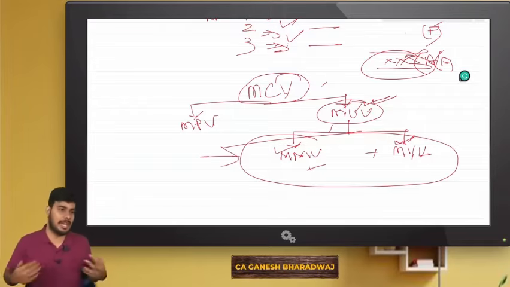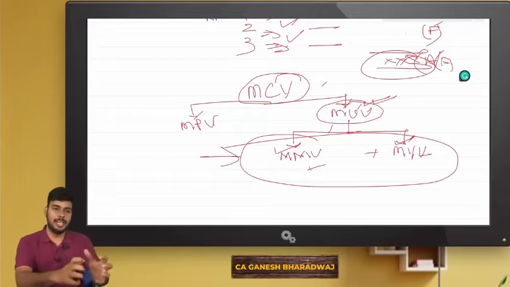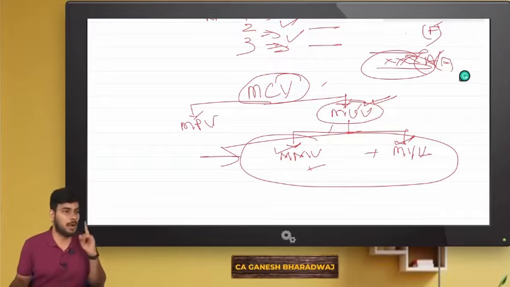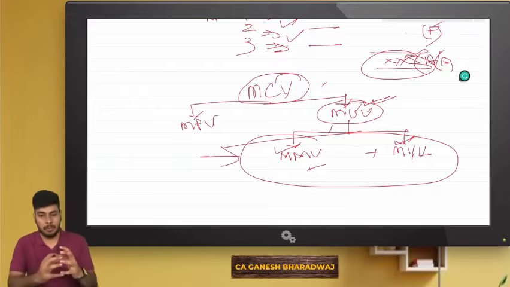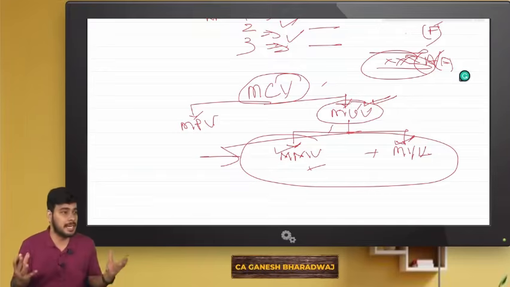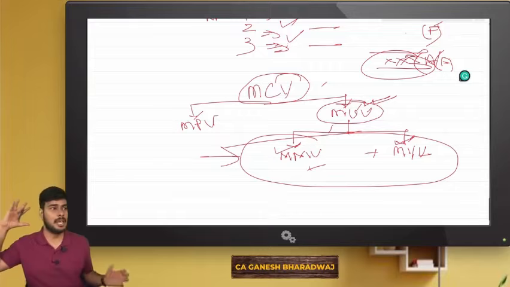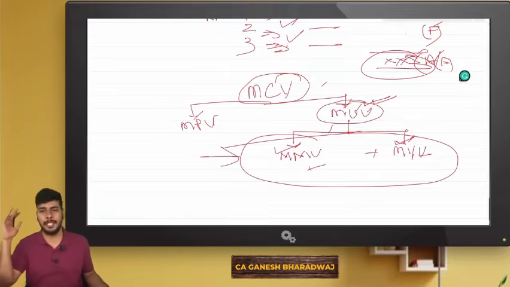Sir, how to do this? I will tell you in the next sum, using that illustration itself. But for the time being, are you able to understand what we are talking about? Does it make sense? Is everyone clear with this? What's the formula for material price variance?